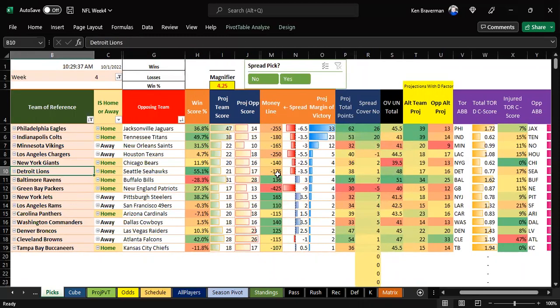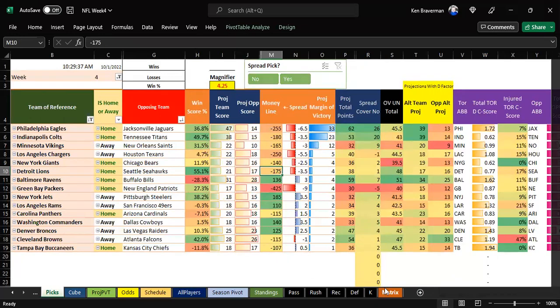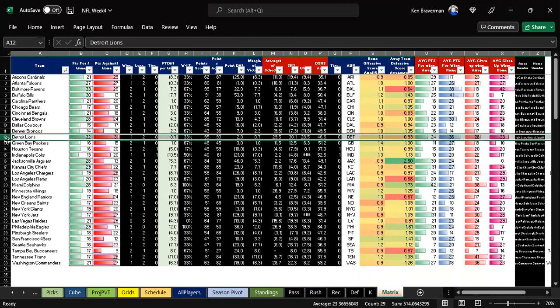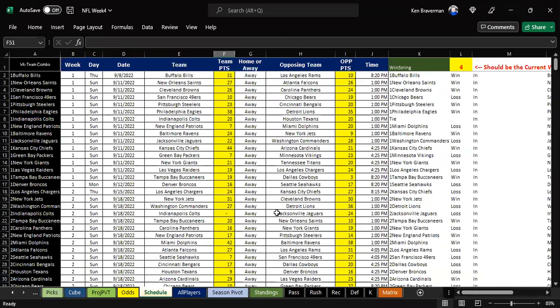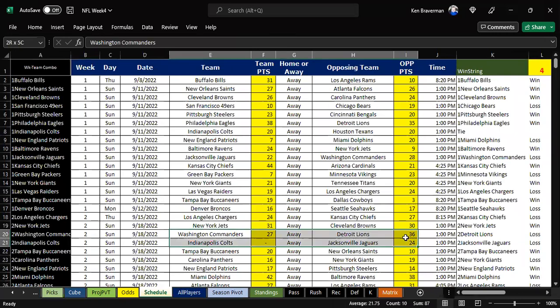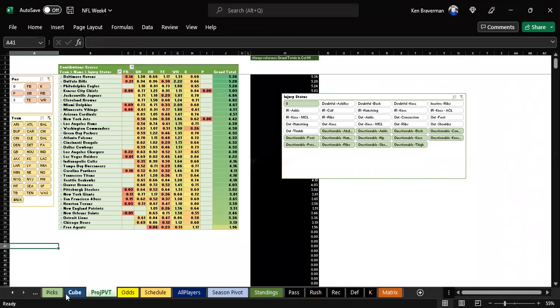Detroit over Seattle is minus 175. That's crazy. People have respect for Detroit. Why? What's their record? They're not good. Like, Detroit is always talk, right? They're 1-2. Who'd they beat? The Redskins? The Commanders, right? That's who they beat, right? We can check. I think they beat Washington. Yeah, they beat Washington by outscoring Washington. Shocker. They're not good. All right.